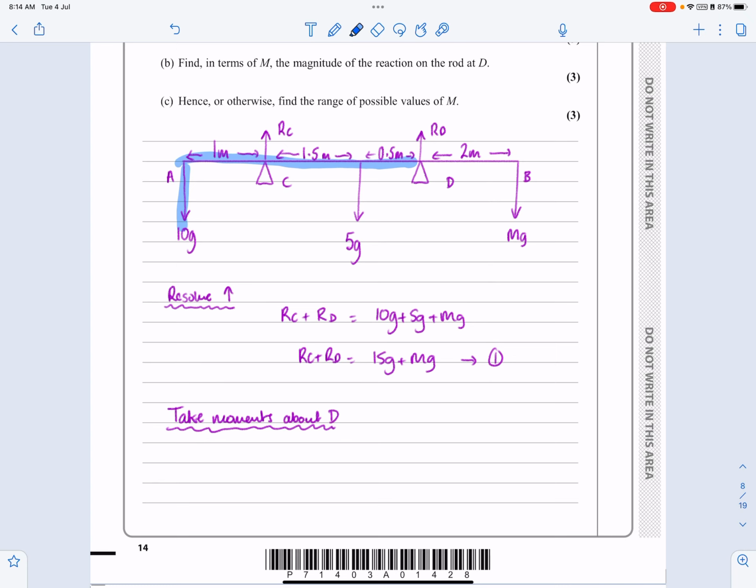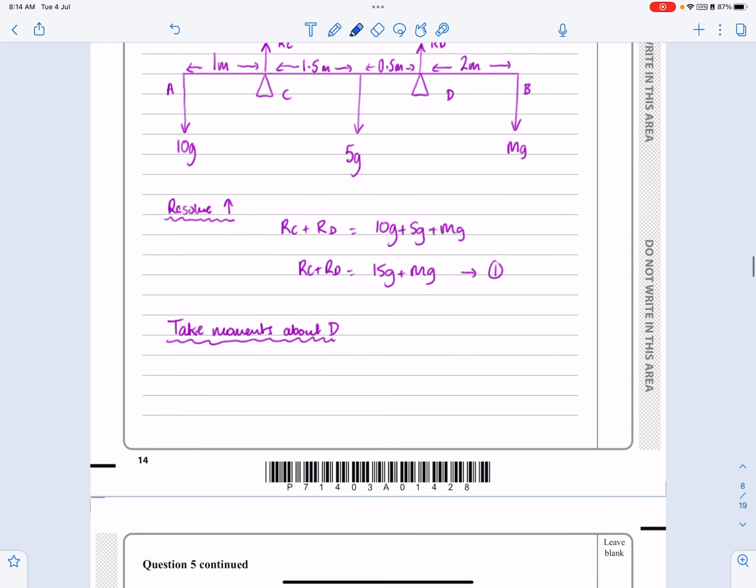Because 1 plus 1.5 plus 0.5. Okay, let's do that now, taking a little bit of time to explain it to you. So RC times 2, mg times 2 is equal to, it's in equilibrium, so clockwise and anti-clockwise are equal to each other, 10g times 3 and 5g times 0.5.